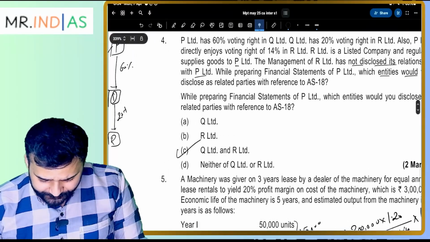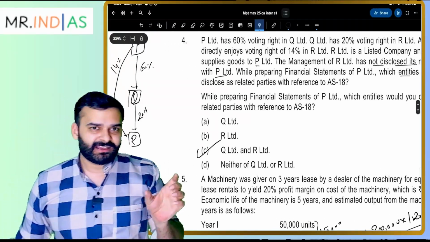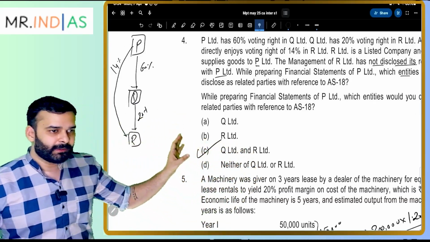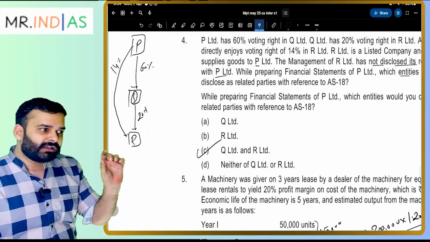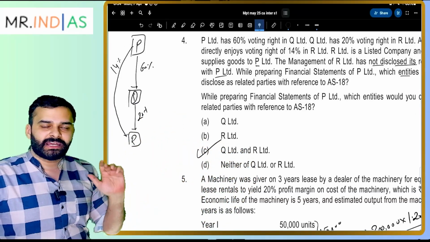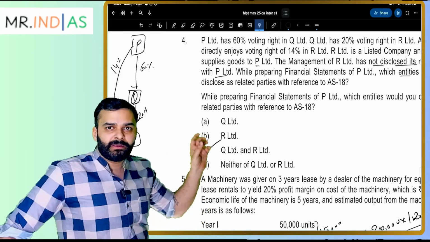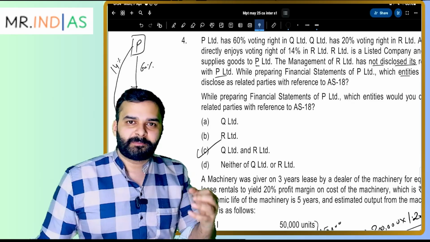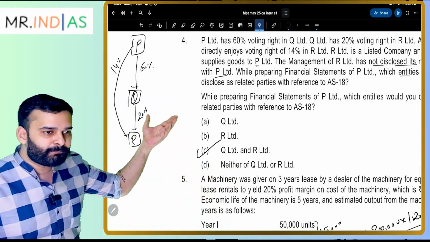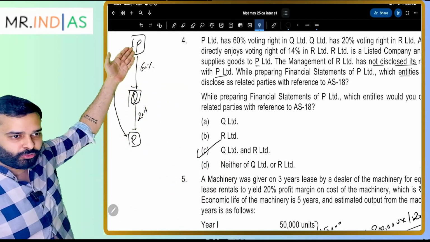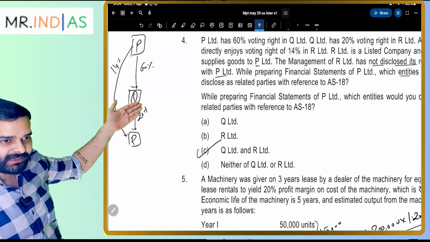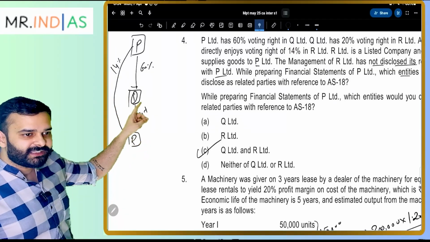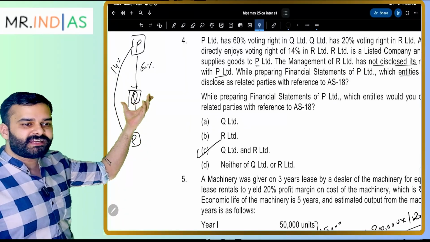So as per accounting standard 18, you know guys, the indirect relation can only survive in case of a subsidiary. Subsidiary is a boat, a bridge, so that holding can travel to another entity. If this entity is not a subsidiary, then this is not a bridge.